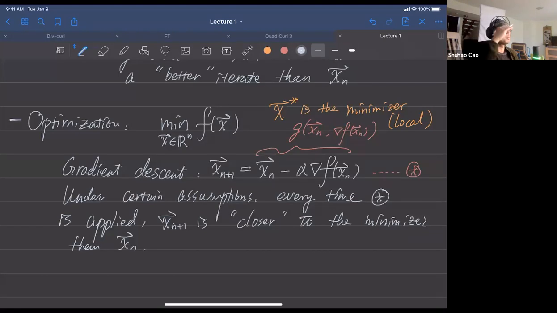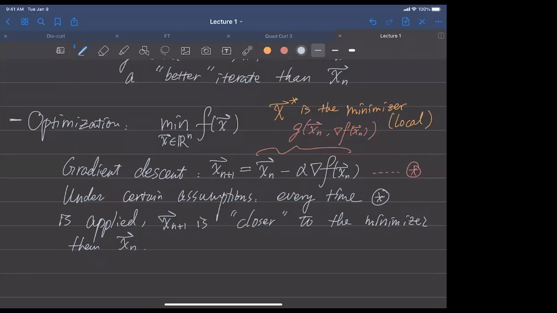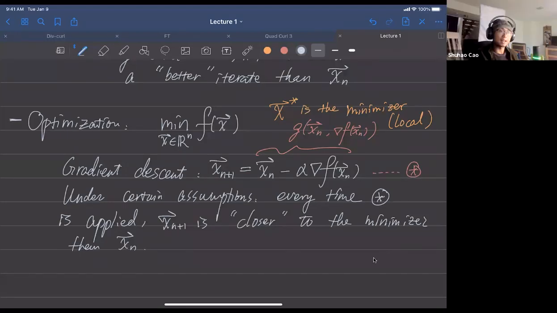So we apply iterations of a method, and we just expect our approximation to the minimizer gets better and better, and this will be a theme.